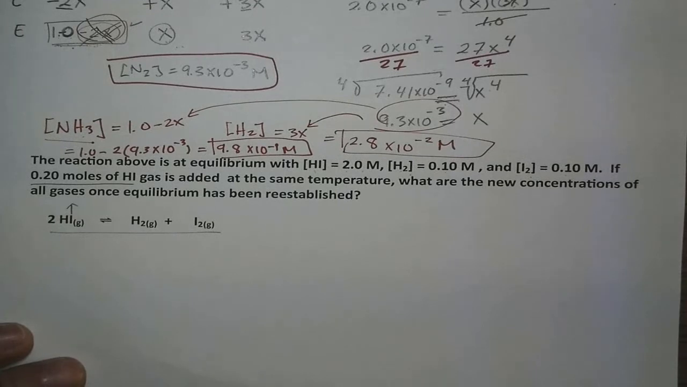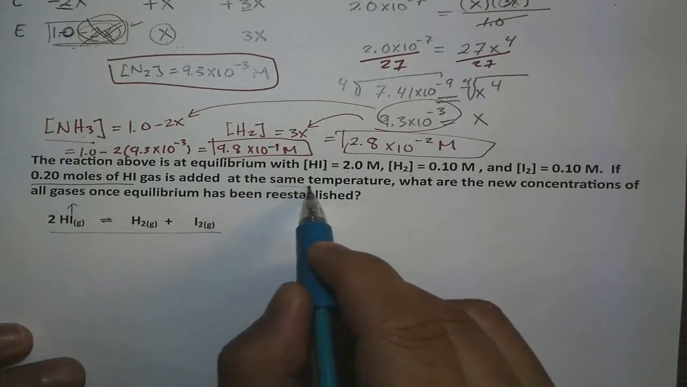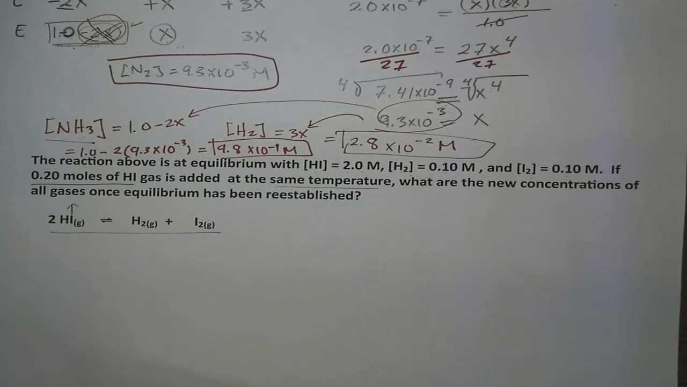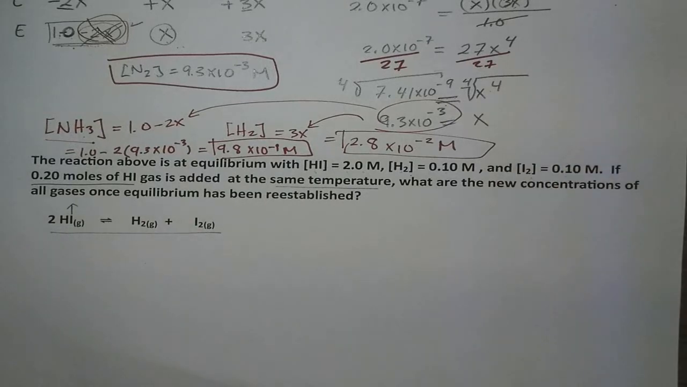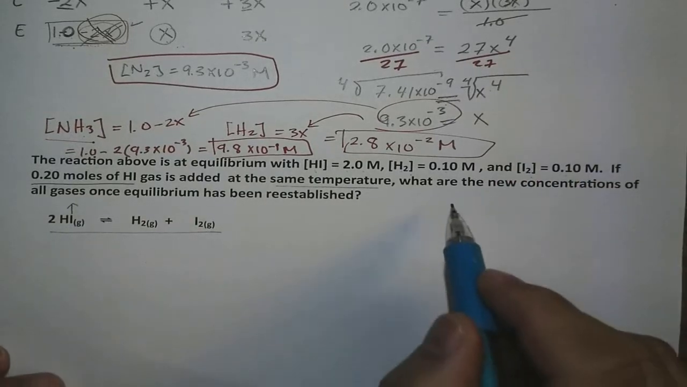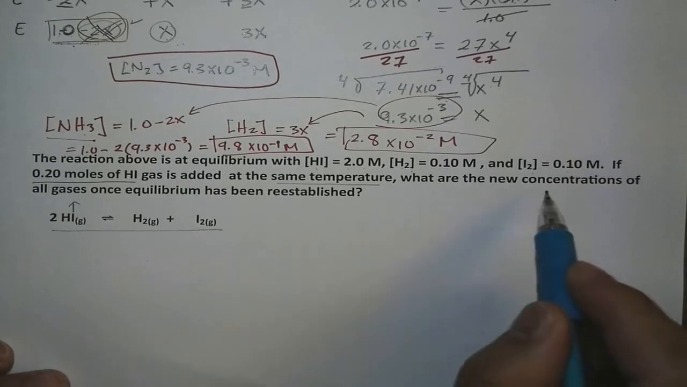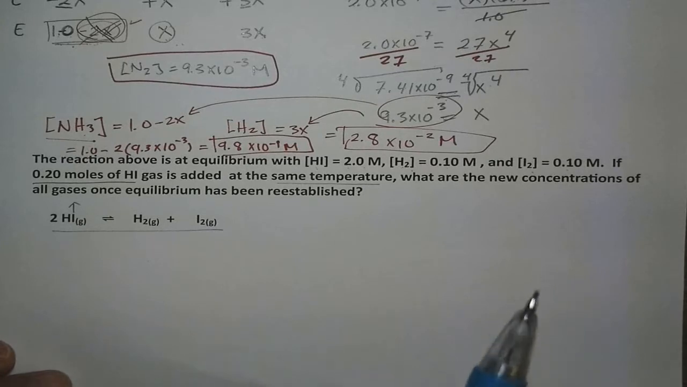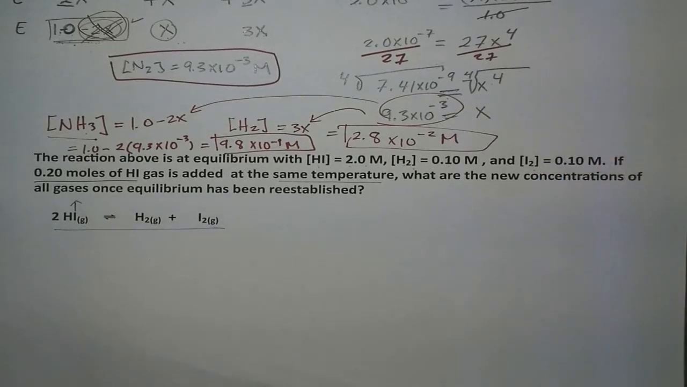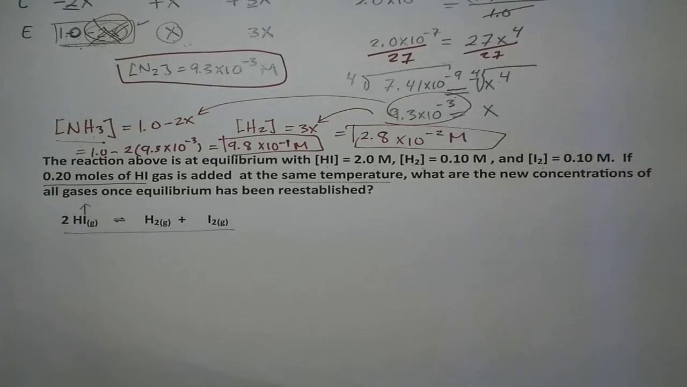But the beautiful part is that we're adding at the same temperature. Because the temperature stays the same, the value of K is going to stay the same. It doesn't matter if you remove some of it or add some of it. So the question is, what are the new concentrations of all gases once equilibrium has been re-established? We just completely mess up the equilibrium by adding 0.2 moles of it.